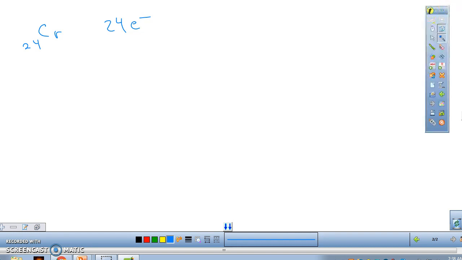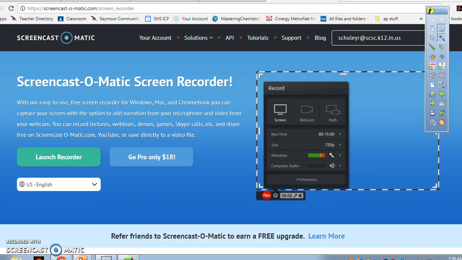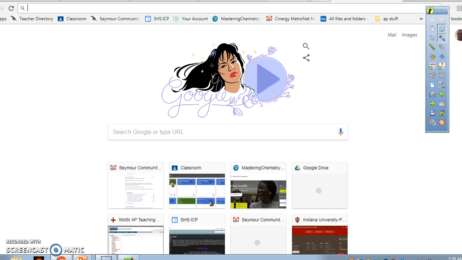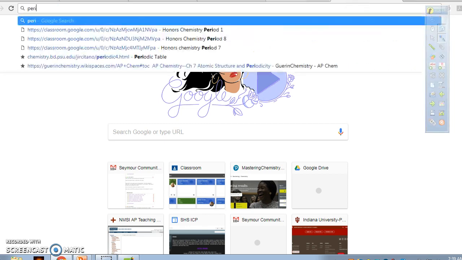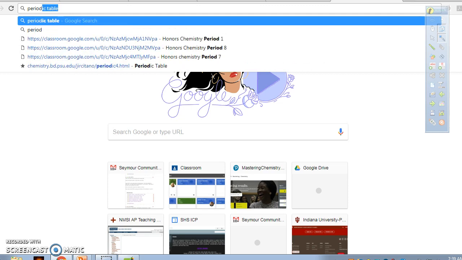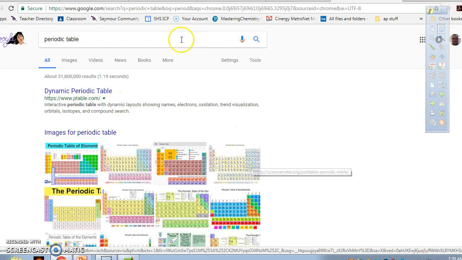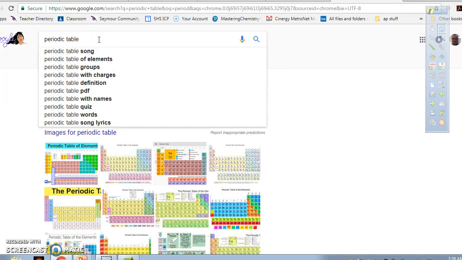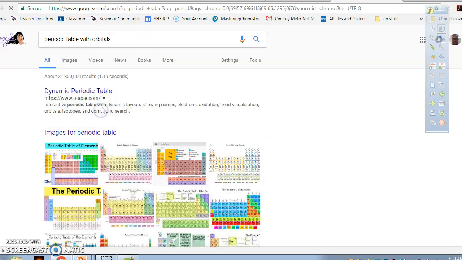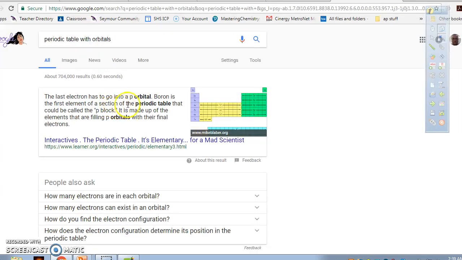So one of the things we're going to want to do is look at a periodic table. For our periodic table, it really doesn't matter which one you use, because all of them are pretty much in the same format. There's all kinds of different kinds you can use. You might want to search for one that has the orbitals listed. So, for example, here's one I called up that says periodic table with orbitals.